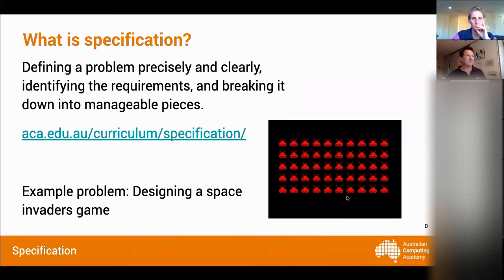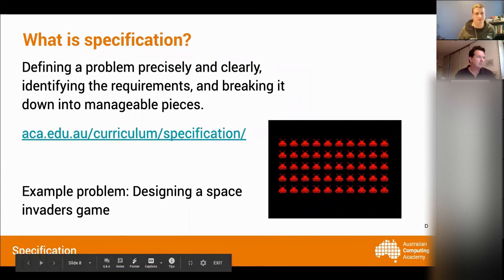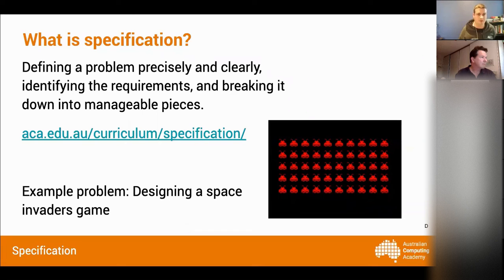Okay, over to Dan. So when we talk about specification, that means that we're defining a problem precisely and making it into a manageable problem, breaking it down into pieces and so on. As Karsten mentioned at the start of the webinar, it's one of the 10 key concepts in the digital technologies curriculum. And there's a really good resource, if you haven't seen it already, from the ACA called the Unpacking the Curriculum, where basically each of the key concepts is unpacked and linked back to the relevant content descriptors in the curriculum. So if you haven't had a chance to look at that, that's worth looking to as well.